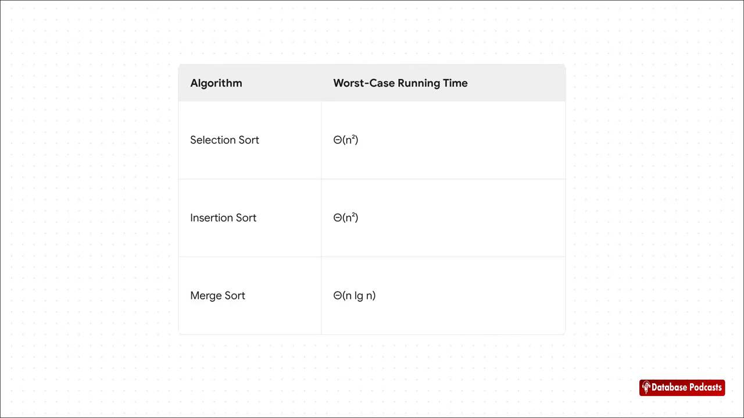And here is the payoff. This is why we did all that work. This table shows 3 common ways to sort things, and the difference is just night and day. 2 of them have a worst case of theta of n squared, while merge sort comes in at theta of n log n. That's that same amazing growth rate we saw was such a good deal earlier.